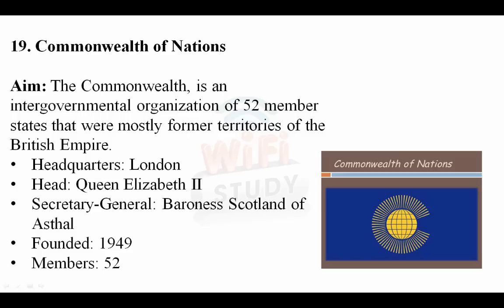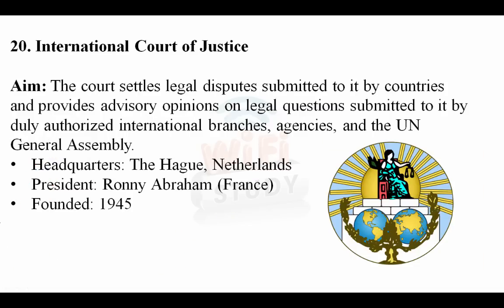The headquarters of this organization is in London. The head of this organization is Queen Elizabeth II, and Secretary General is Baroness Scotland of Asthal. This organization was formed in 1949, and there are 52 members of this organization. So from this part you have to remember the headquarters, its head, Secretary General and its members. So these are the 4 things that you need to remember from the Commonwealth of Nations.